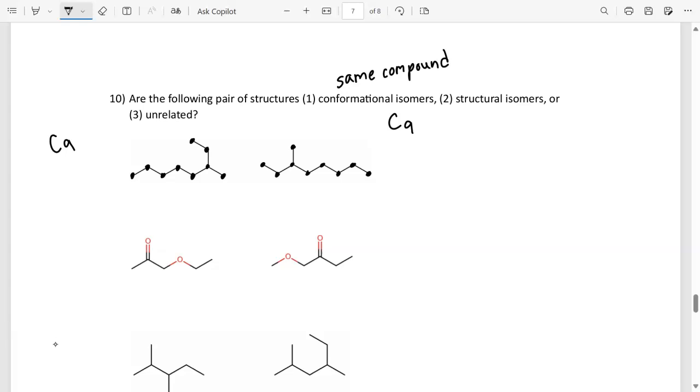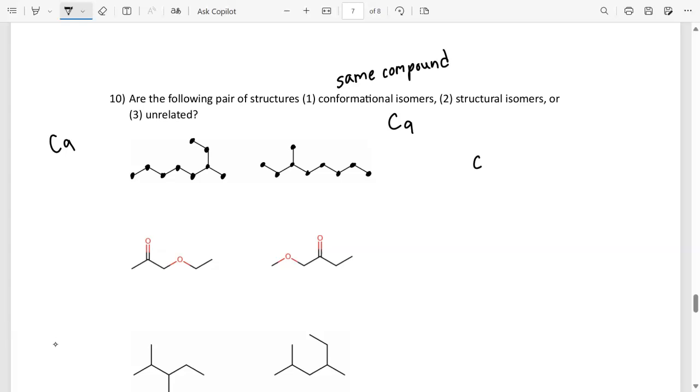Okay, now we need to check the number of hydrogens. So a quick trick is that if neither one of these is cyclical, and if they contain nothing but single bonds, it's pretty much guaranteed that they have the same number of hydrogens. But we can check this. So you may want to rewrite the structure as a condensed structure. So we're going to rewrite the structure over here.